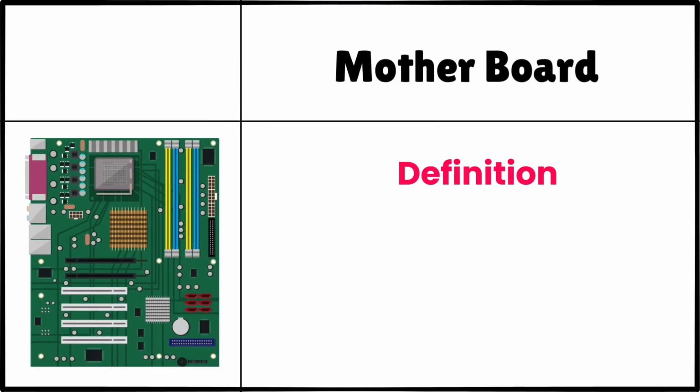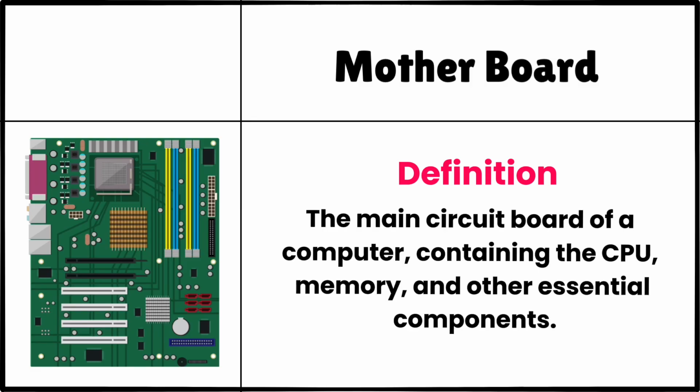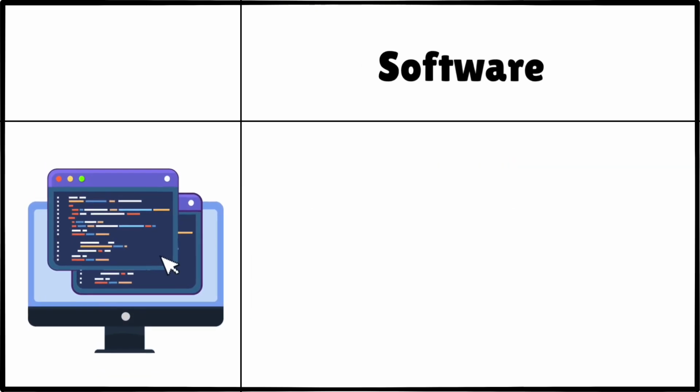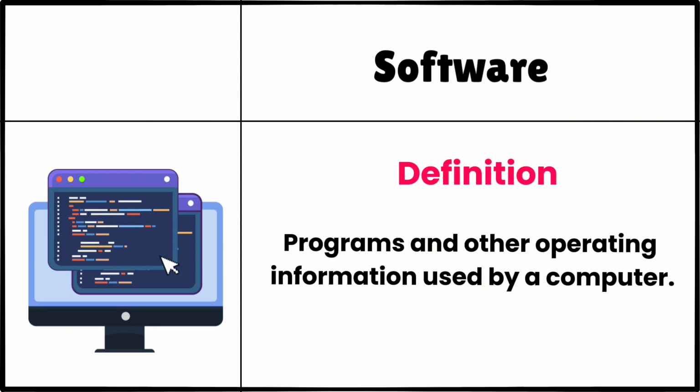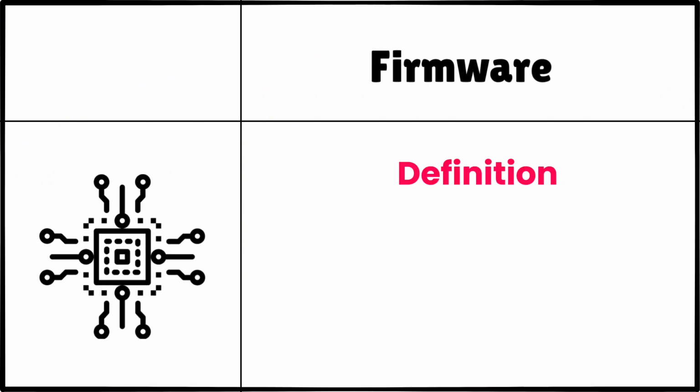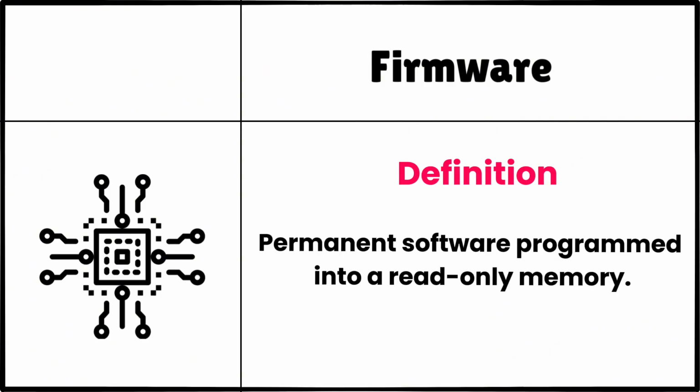Motherboard. Definition: the main circuit board of a computer, containing the CPU, memory, and other essential components. Software. Definition: programs and other operating information used by a computer. Firmware. Definition: permanent software programmed into a read-only memory.